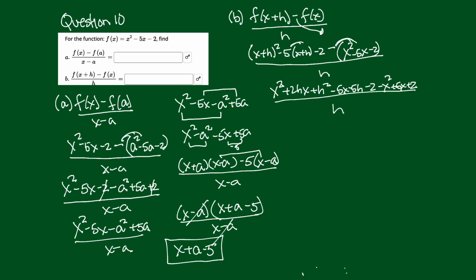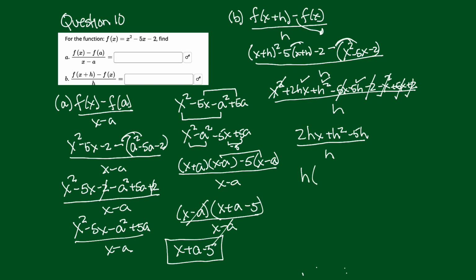All that over h. Now if I'm doing this right, everything on the top without an h should cancel. X squared minus x squared. See it? Now what about this? Negative 5x over here plus 5x. And then minus 2 plus 2. So what's left? Not much. 2hx plus h squared minus 5h. Be careful. I got that one, I got that one, and I got that one. All over h.